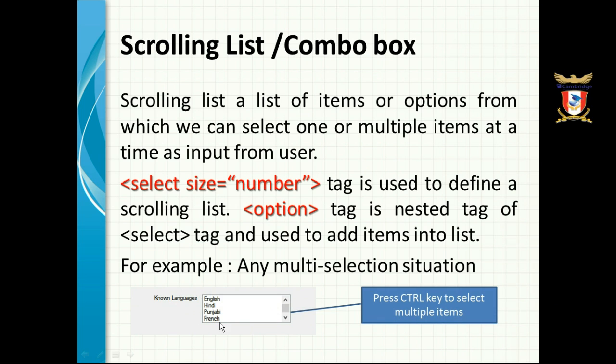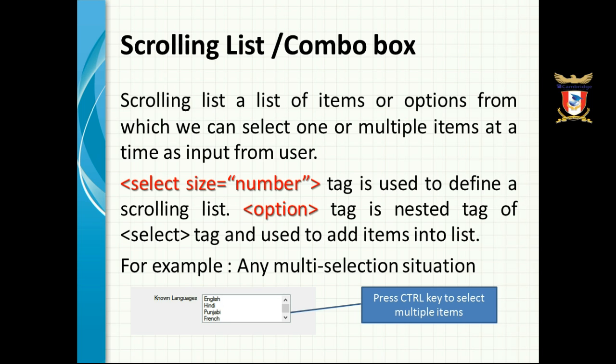And next we'll discuss how to create a scrolling list. According to your book, it is specified as a combo box, but that is actually a scrolling list. A scrolling list is basically a list of items, the same as a drop-down list, but the difference is that we can select one or multiple items at a time in a scrolling list.